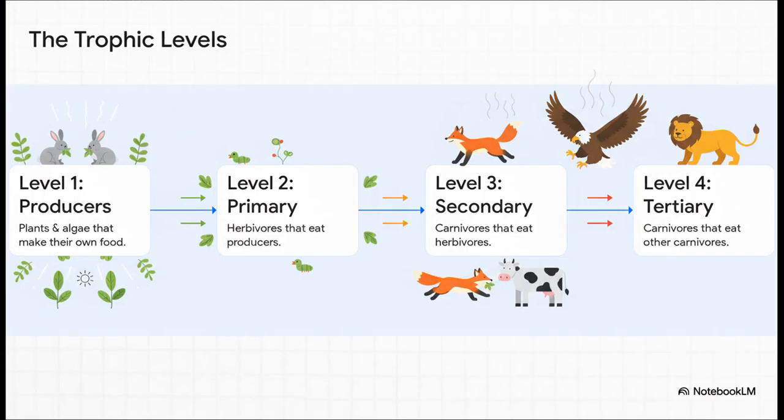This slide lays it out perfectly. At the very bottom, trophic level 1, you've got your producers. They make their own food. They get eaten by level 2, the primary consumers, which are the herbivores. And they, in turn, get eaten by level 3, the secondary consumers. And right at the top, level 4, you've got your tertiary consumers eating other carnivores. See? Each level feeds on the one right below it.